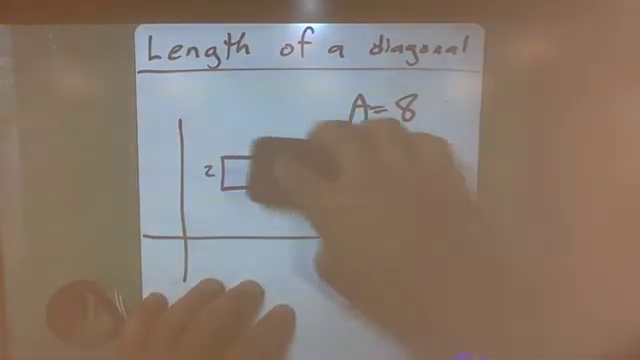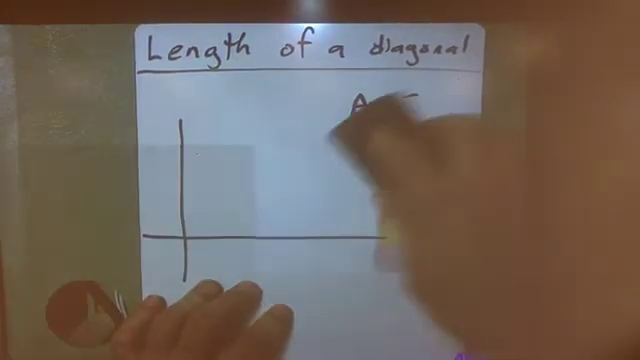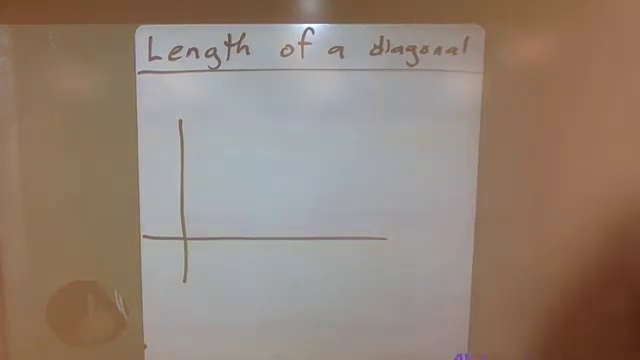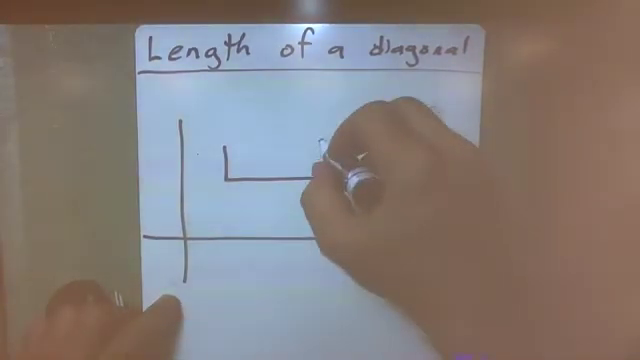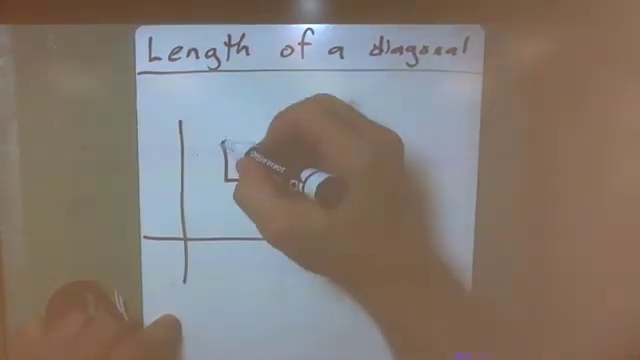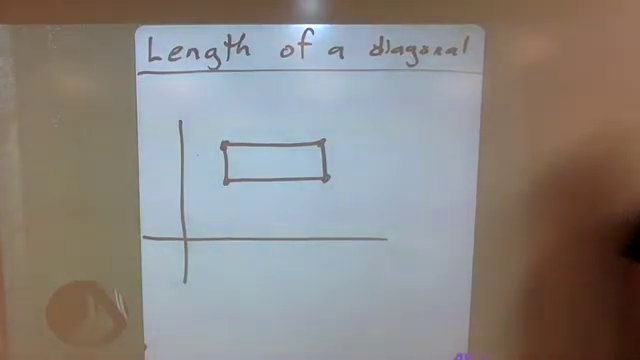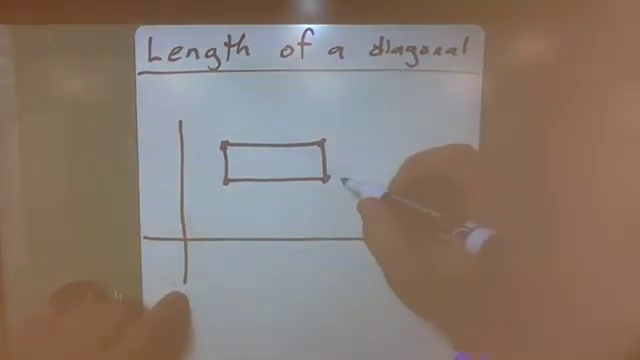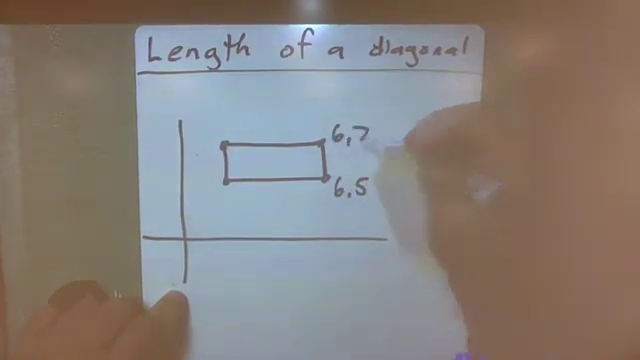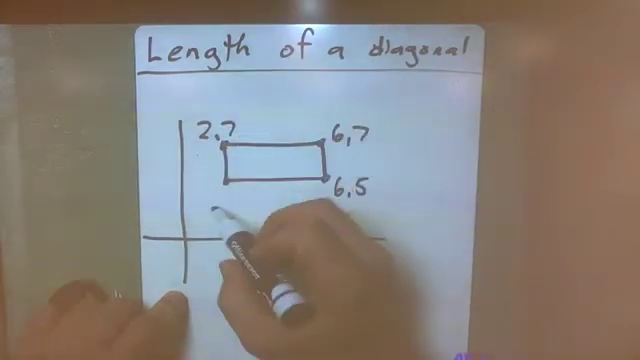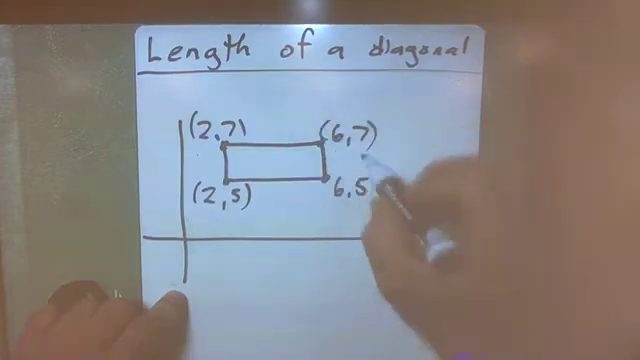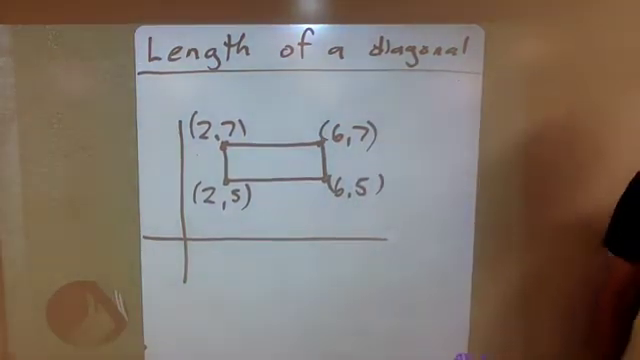So unfortunately, it's not going to be that easy. What's going to happen is you're not going to be given the lengths of the sides. What you're going to be given are the coordinates of the corners of the shape. And then you'll have to figure out what the lengths of the sides are. For example, this coordinate might be 6, 5, and this one 6, 7. Here's a 2, 7, and here's a 2, 5. And it's the exact same size rectangle as I just gave you.